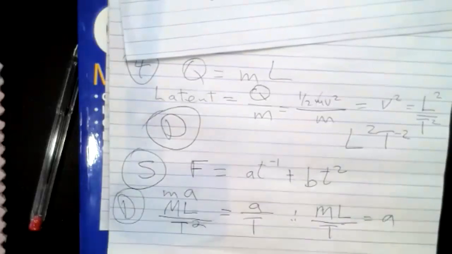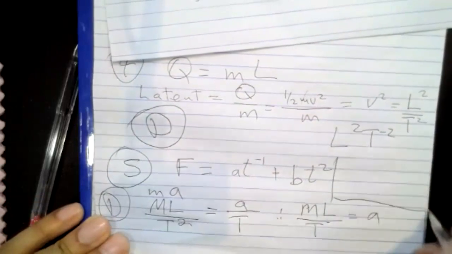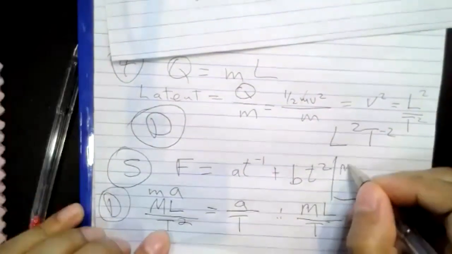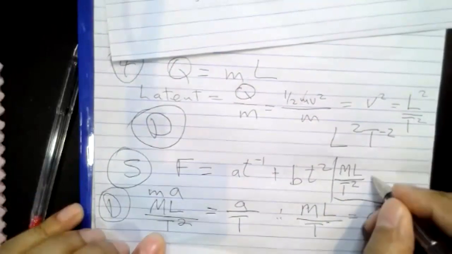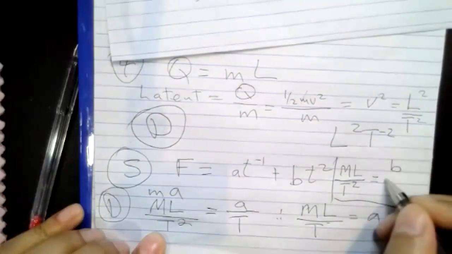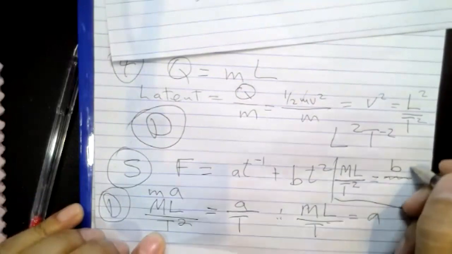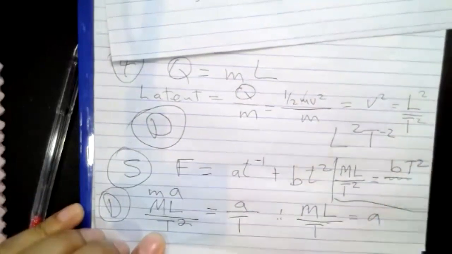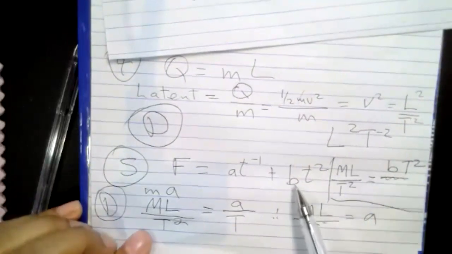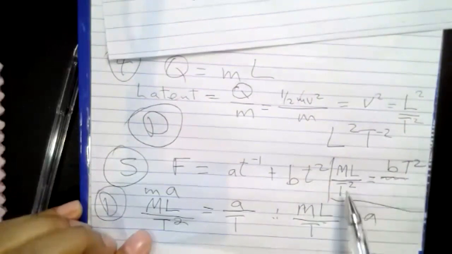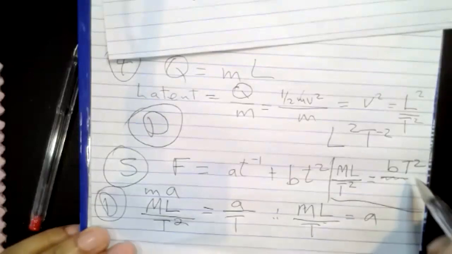But nonetheless, we're going to work out this one because it's trivial. So again, it's going to be equal to newtons, which is M L over T squared. And that's going to be equal to B T squared. Is everybody comfortable with that? So B T squared is equal to this, just as we did for A. Now, I need to get rid of this T squared.